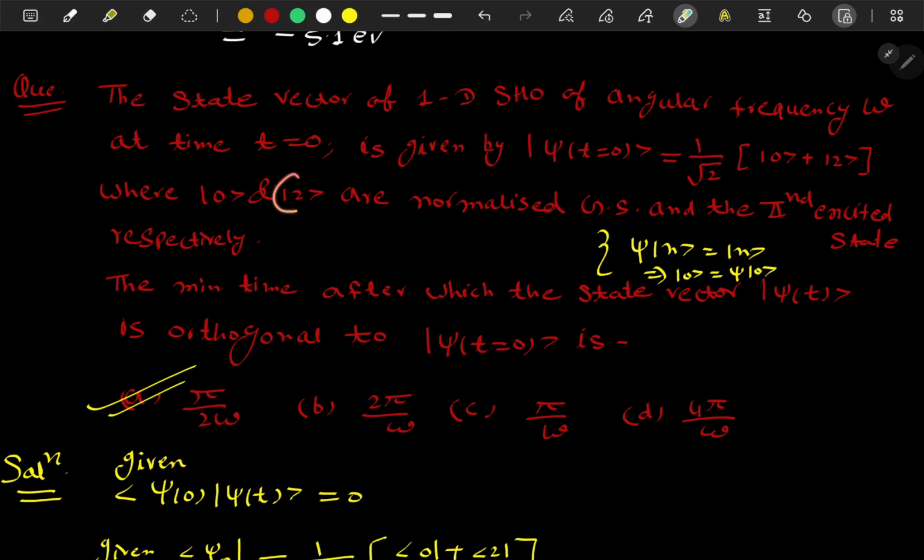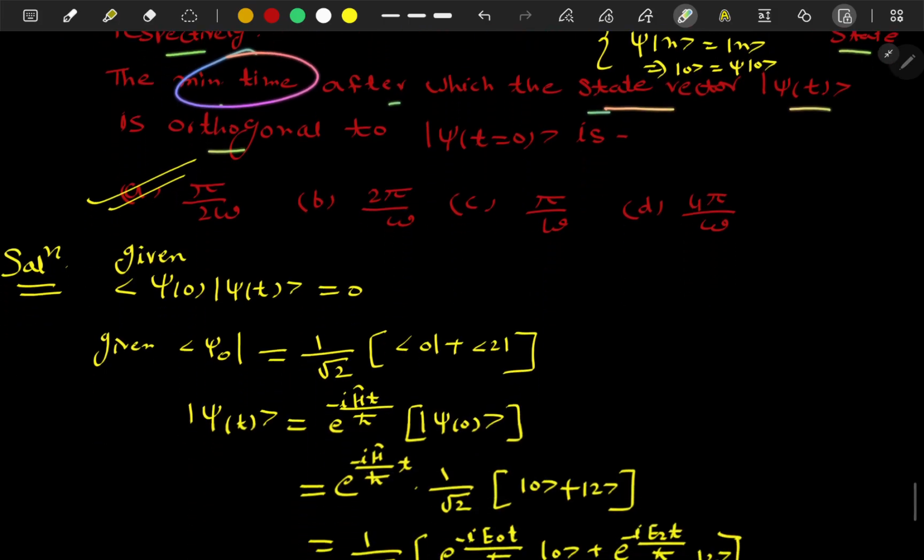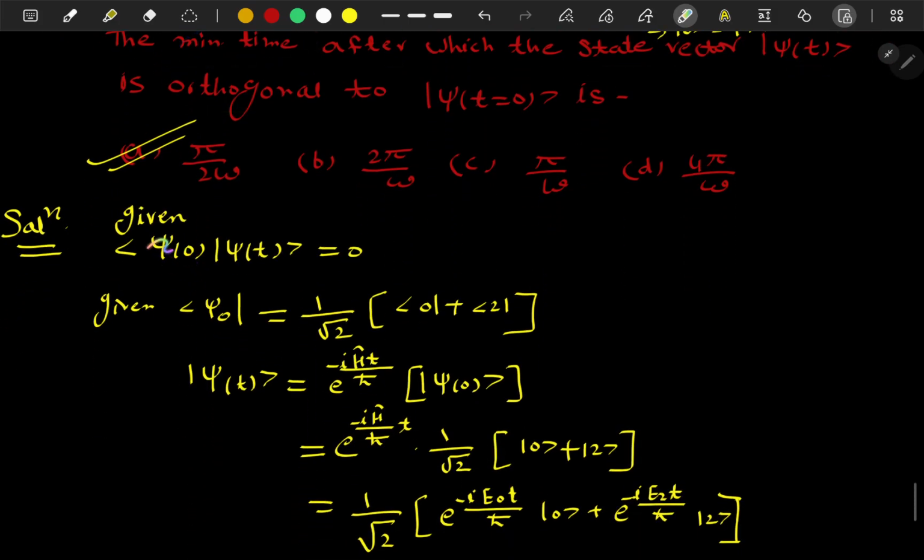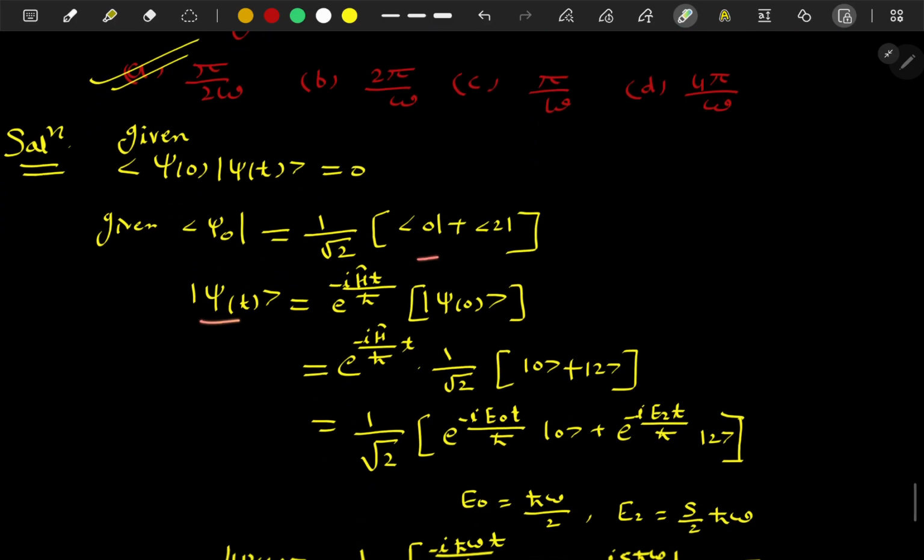Ket psi, ket 0 and ket 2 are the normalized ground state and first excited state respectively. We have to find the minimum time after which the state vector psi of t is orthogonal to psi at t equal to 0. So given that bra psi 0 is orthogonal to ket psi t, the inner product will be 0, and bra psi is given to us. So we'll find out ket psi.